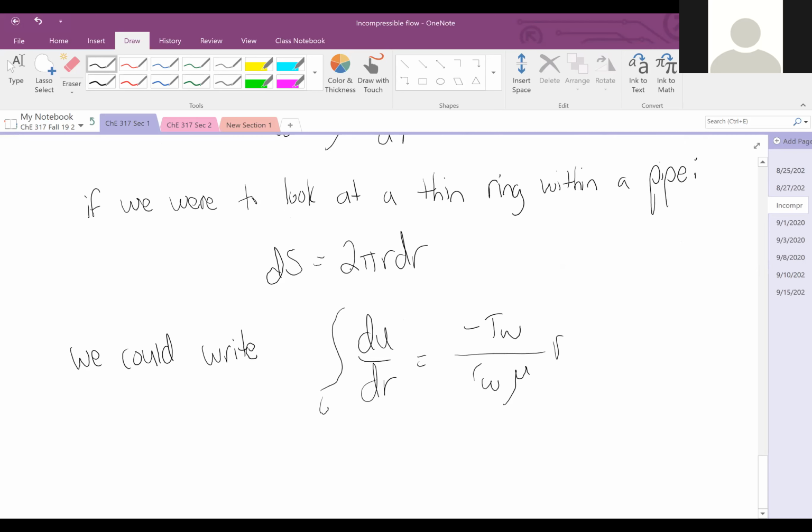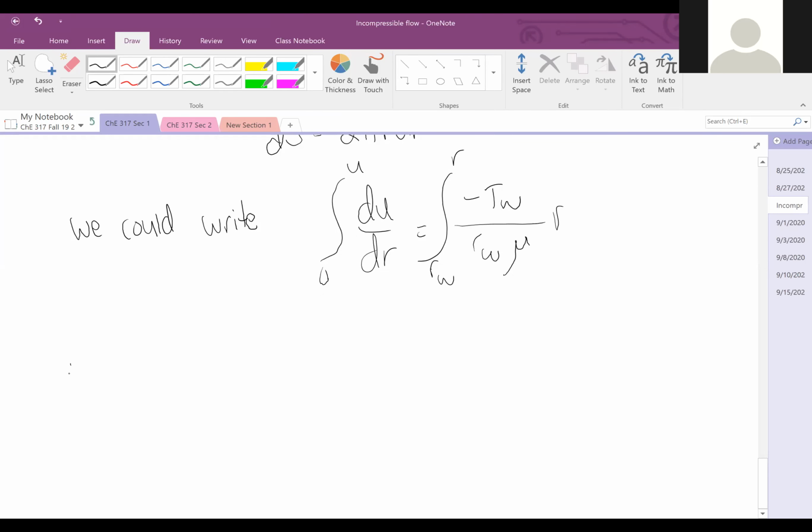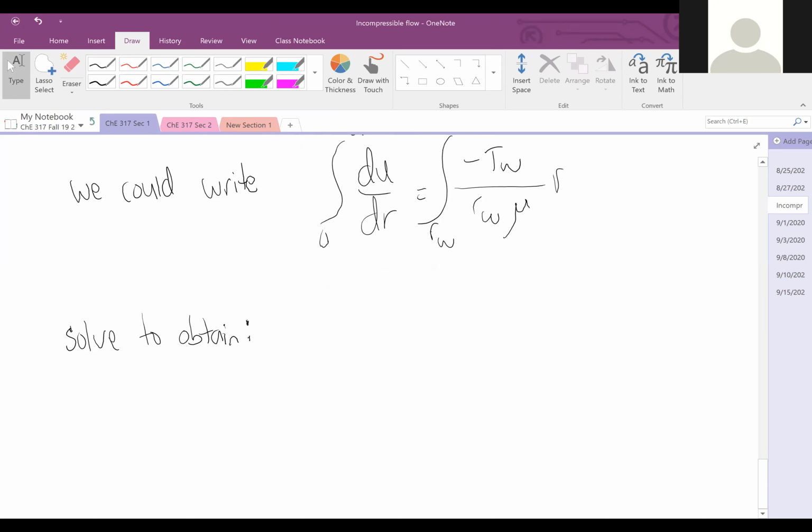Where if we were to separate the variables and integrate from 0 to velocity, from the radius of the wall to any differential radius, we could obtain the following expression. And you really don't have to write this down. This is just an illustration of a derivation to get to an interesting and useful expression. So if you want to just sit back and watch, I'll tell you what's important here at the end.